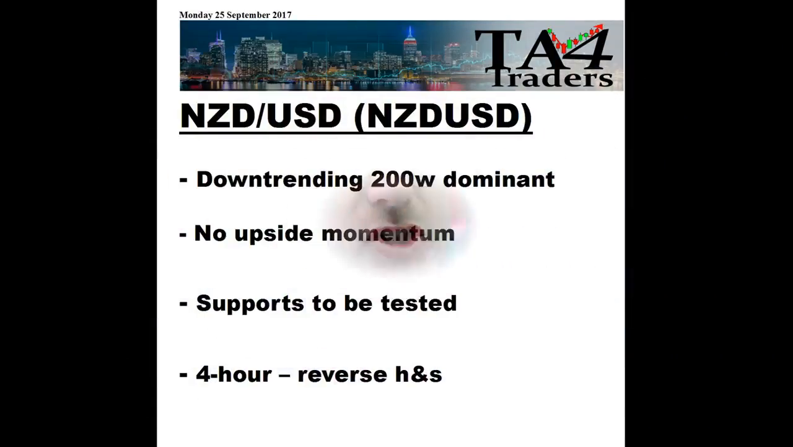Thanks for watching this video on the New Zealand dollar. The key takeaways should be that the downtrend in the 200-week is dominant. There's no upside momentum, especially on the daily and the 4-hour. Supports are to be tested. I've written it wrong there. The 4-hour is not a reverse head and shoulders. It's a head and shoulders, which is a bearish indicator.